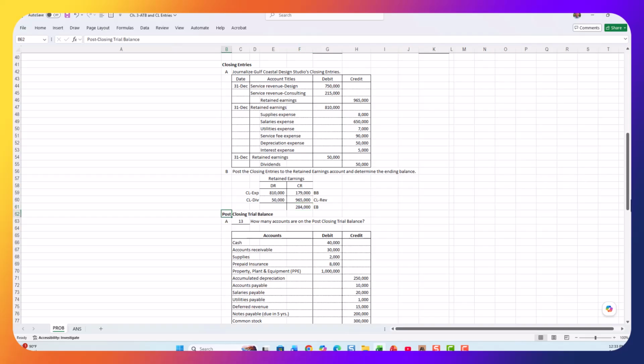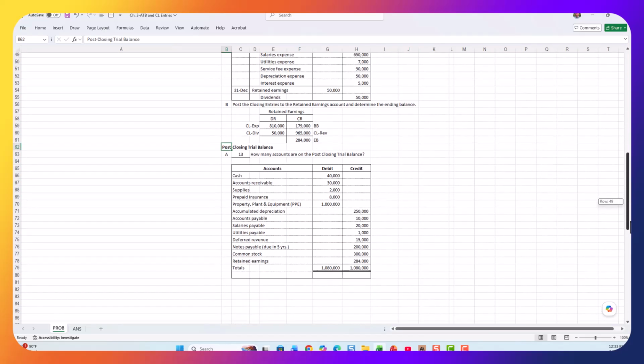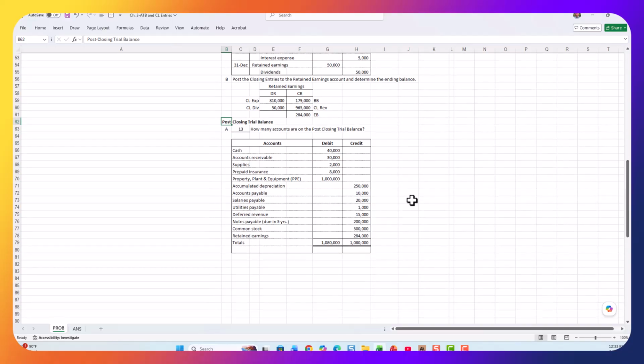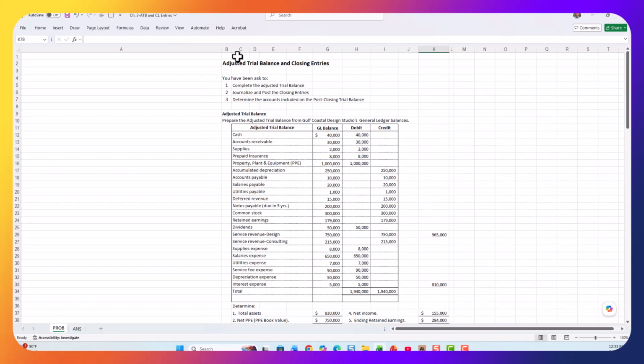Retained earnings, along with the other permanent accounts, make up the post-closing trial balance. As you can see, we have 6 asset accounts, 5 liabilities, and 2 stockholders' equity accounts for a total of 13 accounts, all with debits equaling credits at $1,080,000. That's it. With the preparation of the post-closing trial balance, the accounting cycle comes to an end.